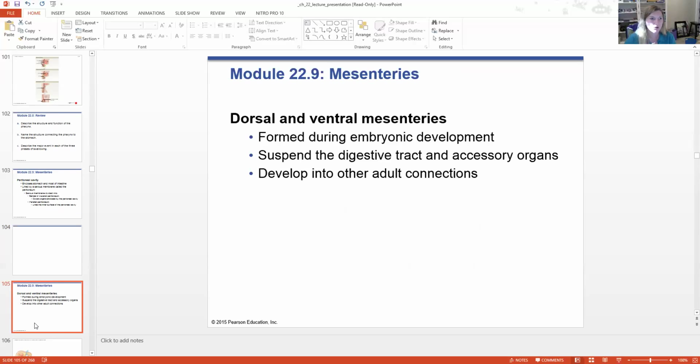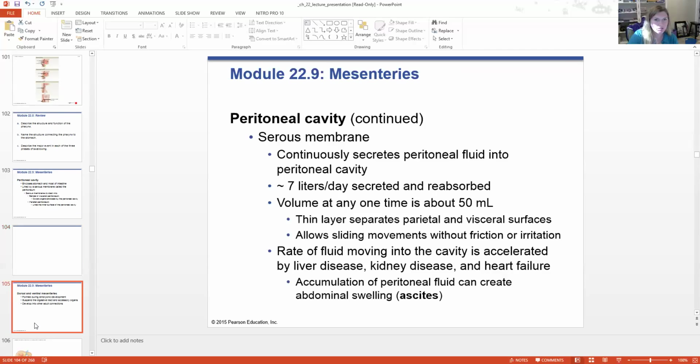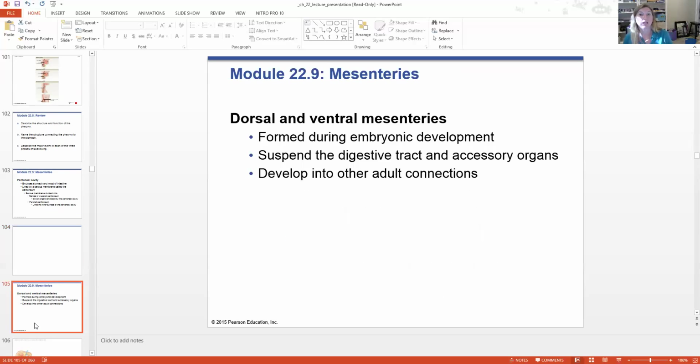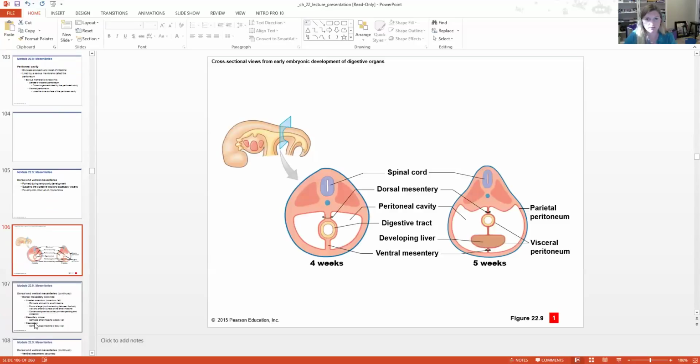There's also the dorsal and ventral mesenteries. These are actually formed during embryonic development, and they help hold our digestive tract and all of the accessory organs in place, and they can actually develop into other connections, again, firming up the organ placement. So this is embryonic development, looking at where these mesenteries are.